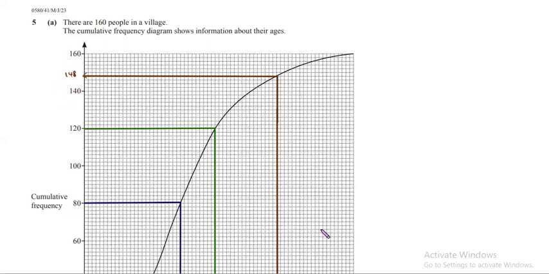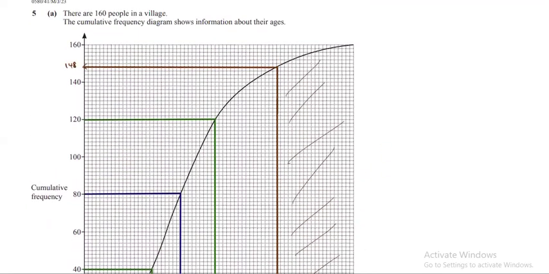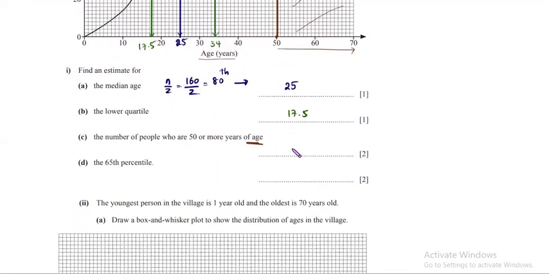Now everything above that, this region of 50 and above, is the region that they are referring to. But we need to find the number. So it's going to be this section that we have here, which is the difference between 160 and 148. The difference between those two is going to be equal to 12. So that will be the value here.